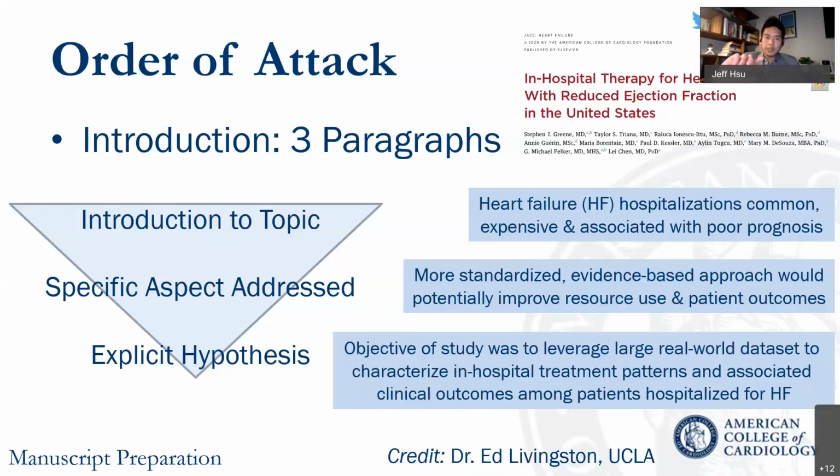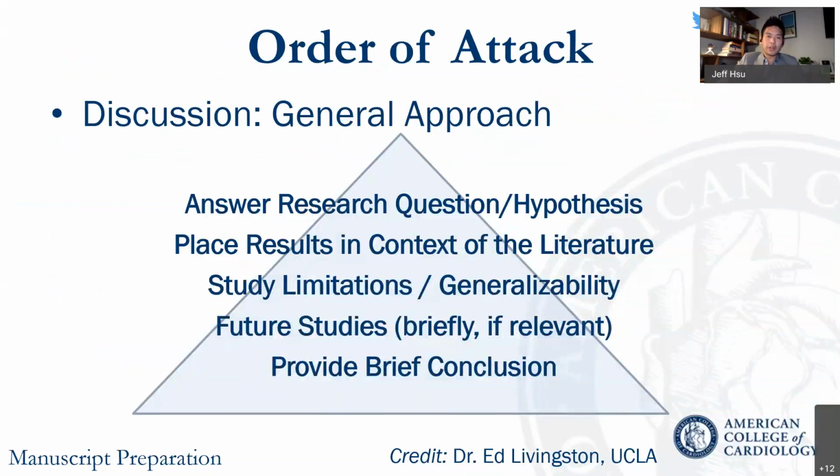For the discussion, it's the opposite. So it's an upright triangle where you start narrow, go back to your hypothesis, and tell your reader what your data told you, how your data answered the hypothesis. Then start to broaden your discussion into placing your results, your data, into the context of the literature.